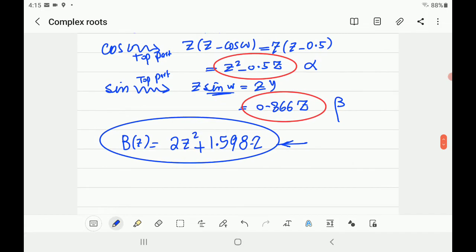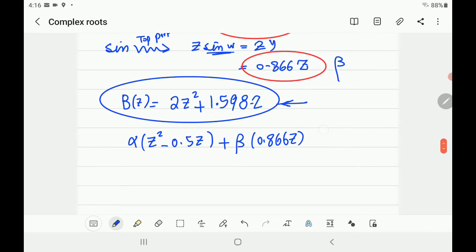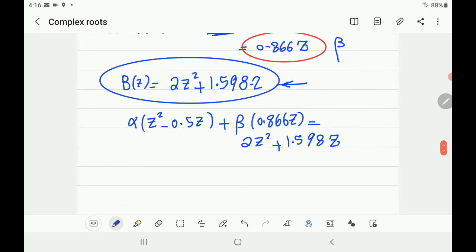So if you multiply alpha by the term of the corresponding cosine, you will have alpha times z squared minus 0.5z, plus the portion from sine, beta times 0.866z. That should be equal to what you have in your hand, 2z squared plus 1.598z. Now let's simplify to find what alpha and beta are.